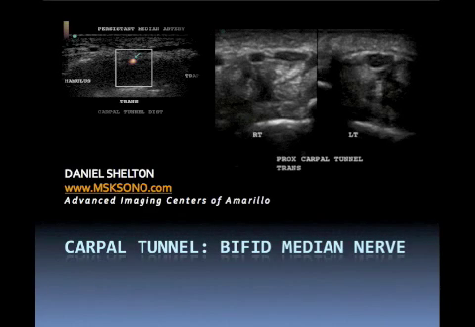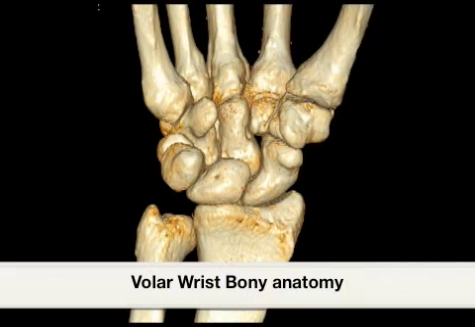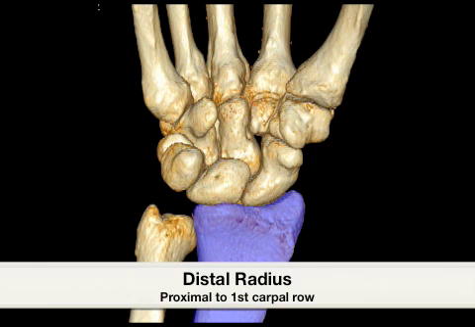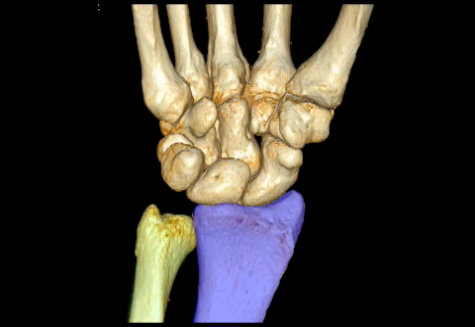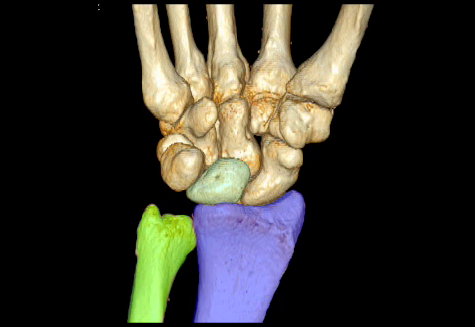The following are case studies of the carpal tunnel, also including a bifid median nerve as well as median nerve compression. The bony anatomy associated with the carpal tunnel is complex but not difficult to learn. Highlighted in blue is the distal radius. Highlighted in green would be the distal ulna.